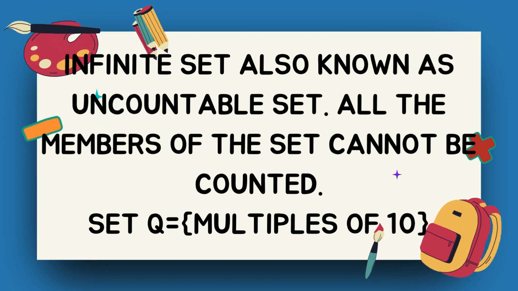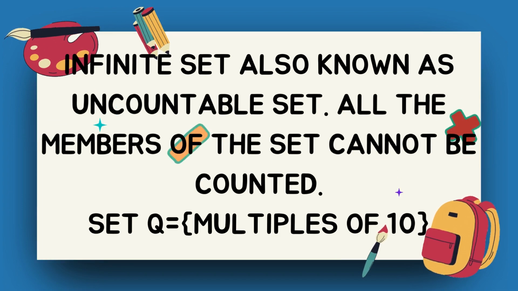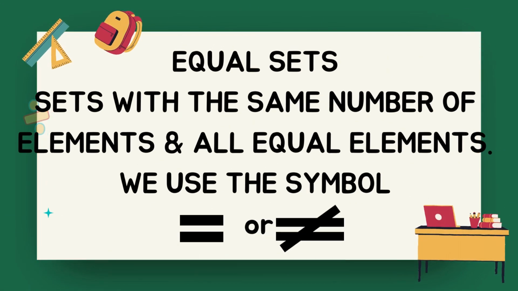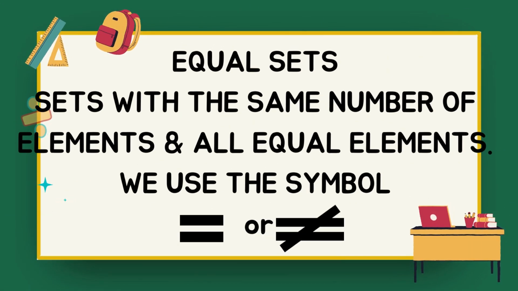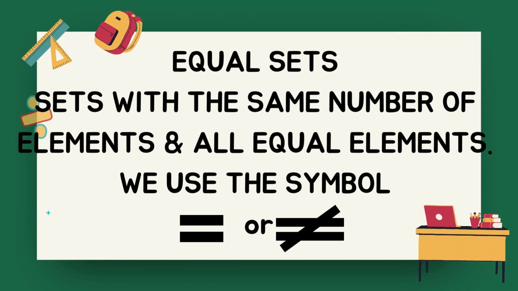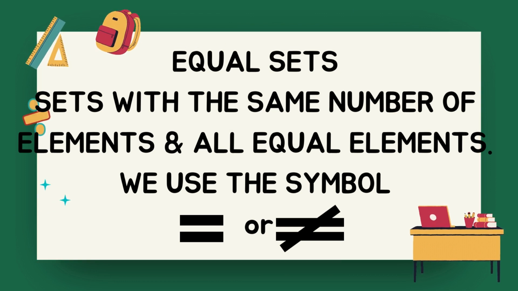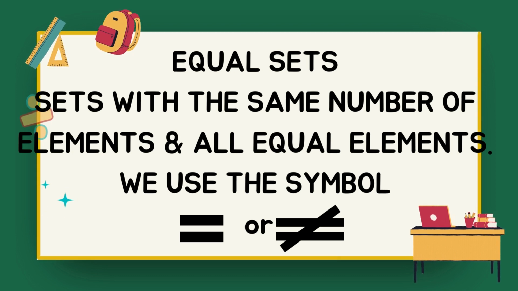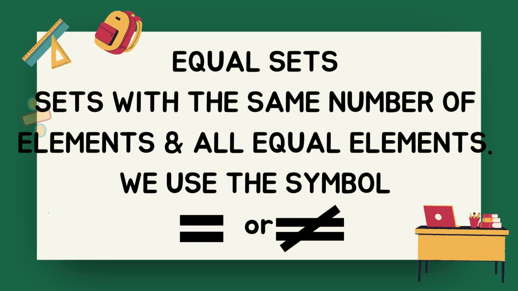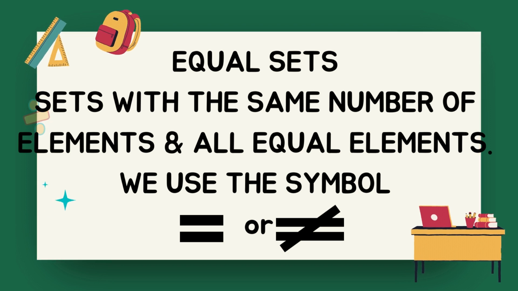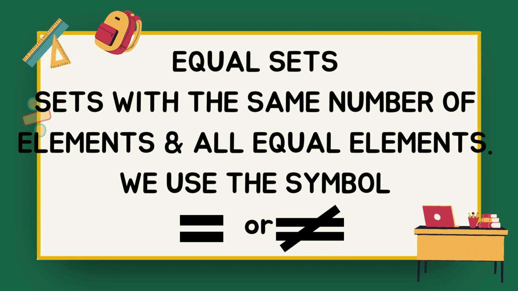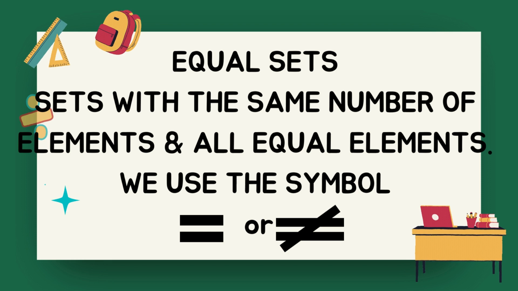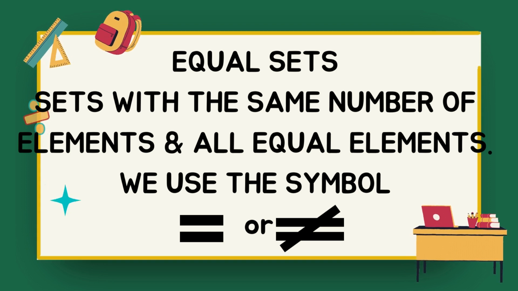Let's move on to equal sets. Sets with the same number of elements and all equal elements. We use the symbol equal or not equal. The order of the listing is not important.